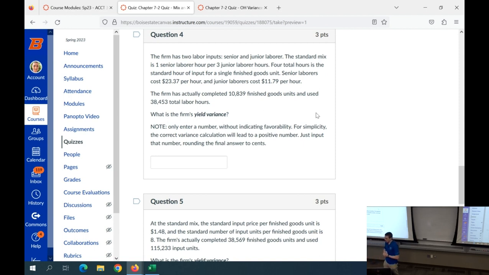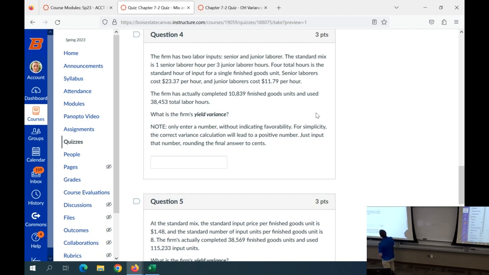Okay, so a firm has 2 labor inputs, senior and junior laborer. The standard mix is 1 senior laborer hour per 3 junior laborer hours. 4 total hours is the standard hours of input for a single finished goods unit. So every finished goods unit is going to take 4 hours of work, 1 hour of senior laborer and 3 hours of junior labor work. Senior laborers cost $23.37 per hour, and junior laborers cost $11.79 per hour.